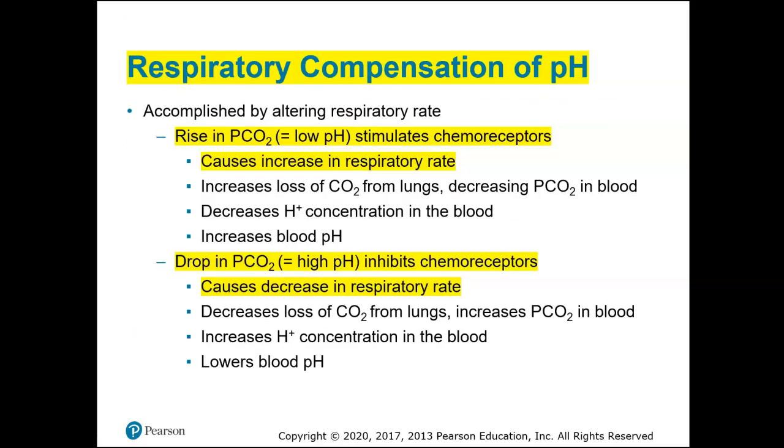Let's talk a little bit more about the respiratory system compensating for low and high pH. Your breathing can help alter the pH levels in your blood by either increasing the carbon dioxide in your blood or decreasing it. So let's say you have a rise in carbon dioxide due to a low pH.